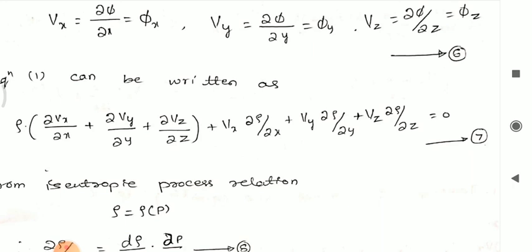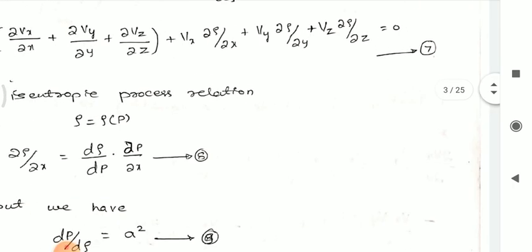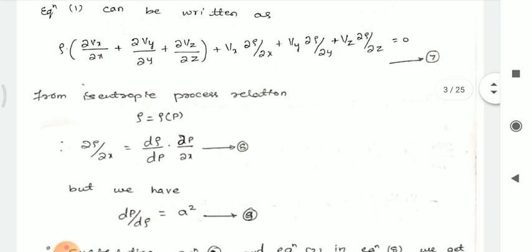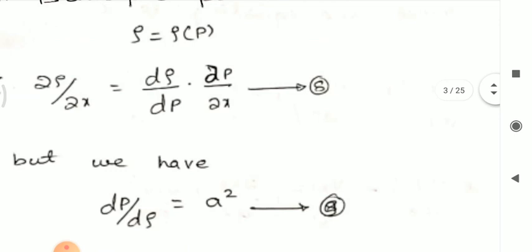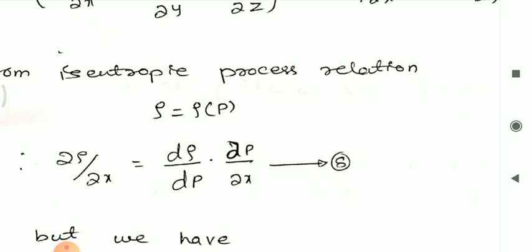Let us take this equation as equation 7. Now from the isentropic process relation, rho is a function of pressure P. So the differentiation of rho with respect to x can be written as d rho by dp into dou p by dou x. Fine. If you remember, dp by d rho is a square, from our velocity of sound term. dp by d rho equals a square, so d rho by dp will become 1 by a square. Then the second term, which is dou p by dou x, is what we want.